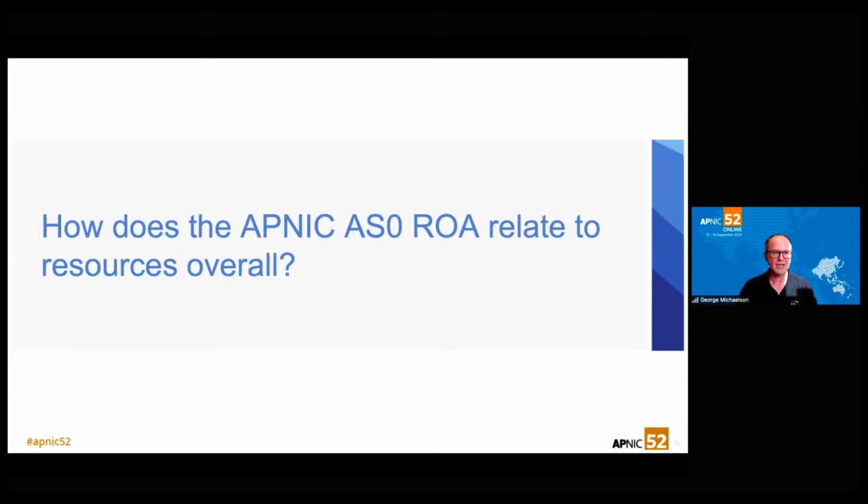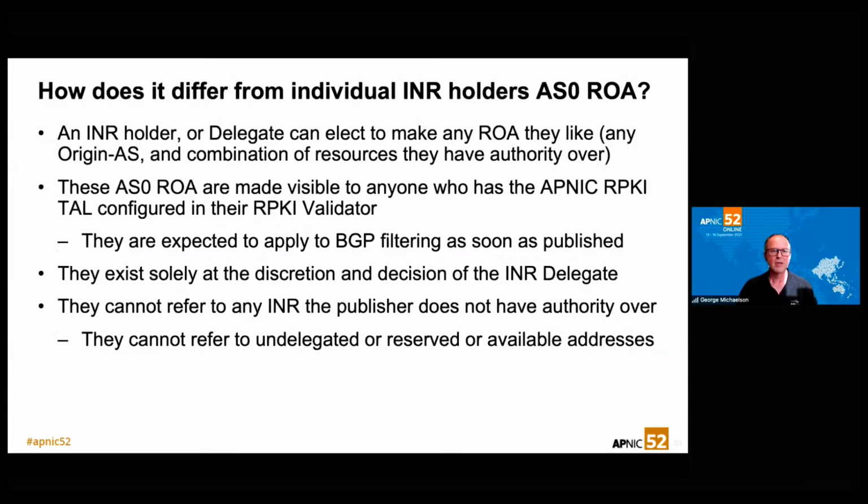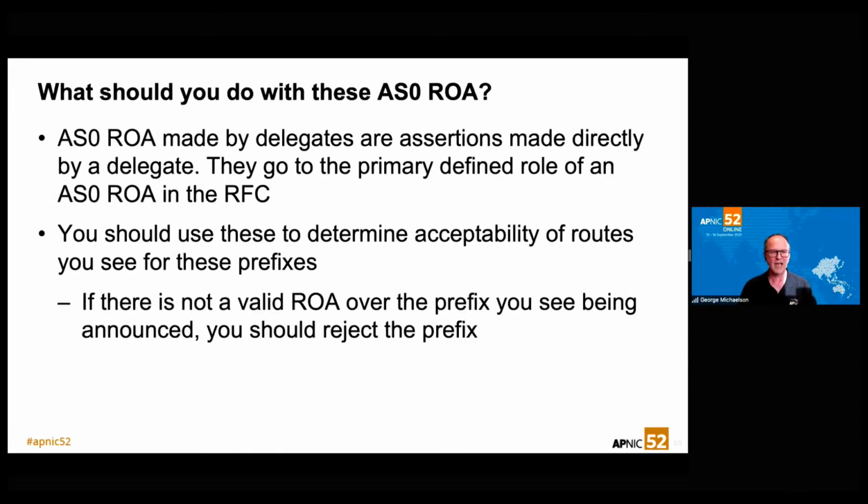So how does this relate to resources overall? The thing is that AS0 only ever signs over resources that you see in delegated files as available or reserved. It's the number of resources which are not delegated and shouldn't have contents that are delegated. When you, members, delegates of resources, make an AS0 ROA, they refer to prefixes you hold, and you can't refer to undelegated or reserved or available ranges. They're completely complementary sets. They're opposites of each other, and they never overlap.